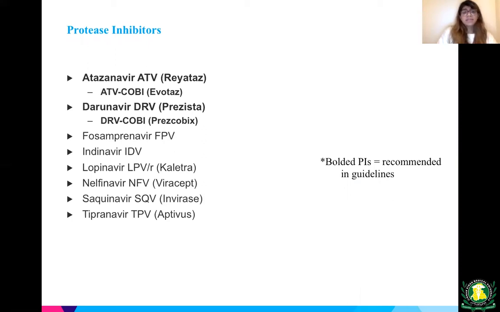And the thing with the protease inhibitors, they have to be boosted. They need a booster. So cobicistat, or we call it COBI, is a booster, and you have to put a booster in with the PIs. And those are the combo pills. So you need atazanavir with cobicistat. You need darunavir with cobicistat. So it's a combo pill. There's some other ones here, but the bolded ones are the ones that are recommended in the guidelines. So the first two, if you are going to use a protease inhibitor, you would want to use atazanavir boosted or darunavir boosted.